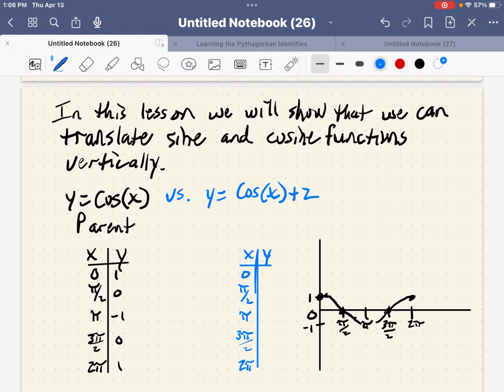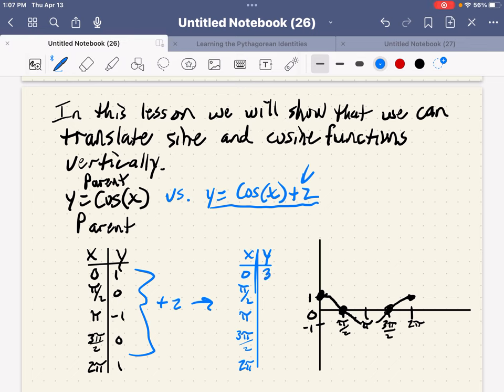So for example, what you're seeing on the screen already is that I've graphed the parent function y equals the cosine of x in black. 0, 1, pi over 2, 0, pi, negative 1, 3 pi over 2, 0, and 2 pi, 1. I've plotted those 5 points here and here and there and there and there. That's my cosine wave. Now, to graph y equals the cosine of x plus 2, that plus 2 just says take all of these y values and add 2 to get your new y values.